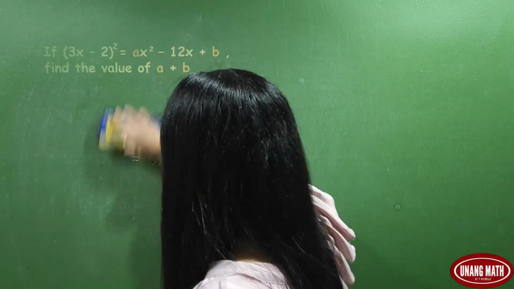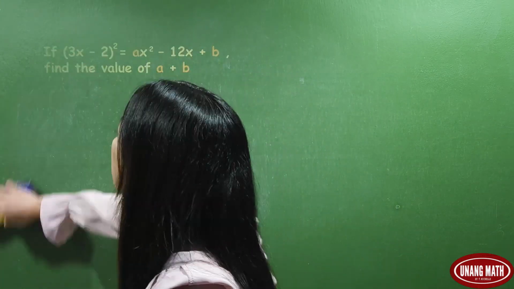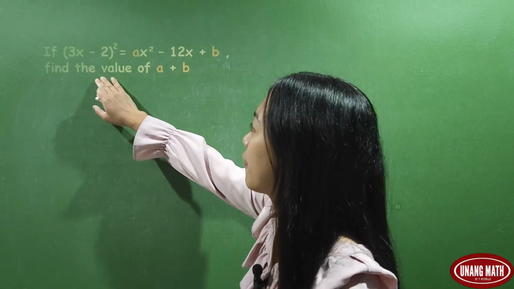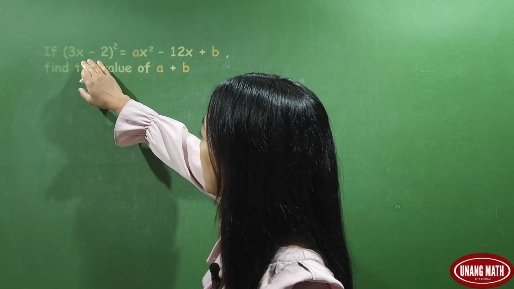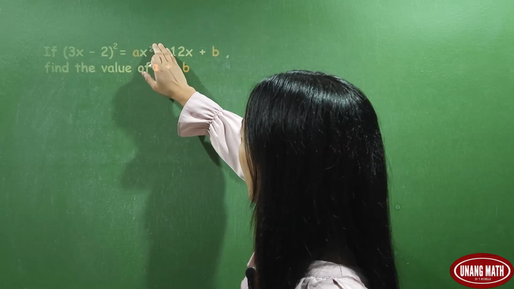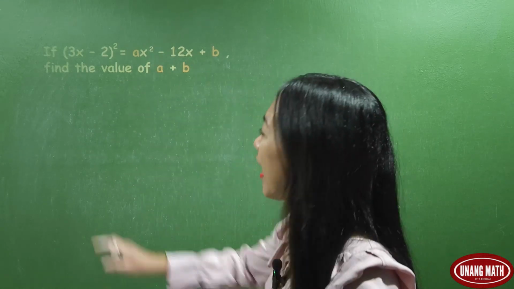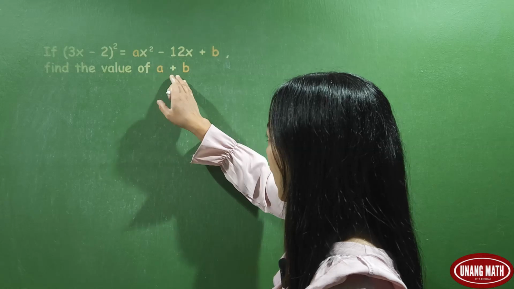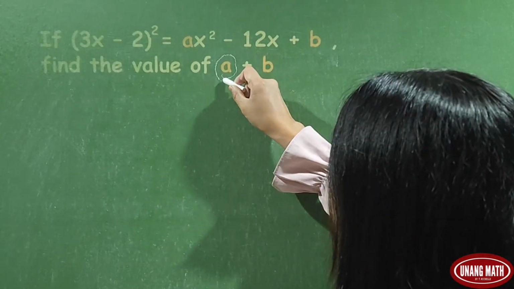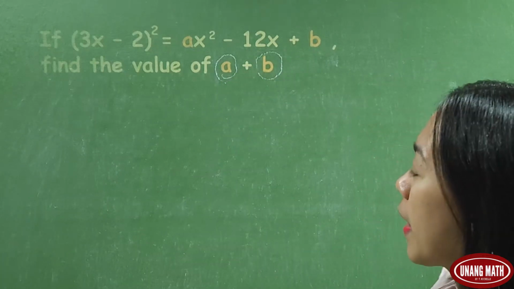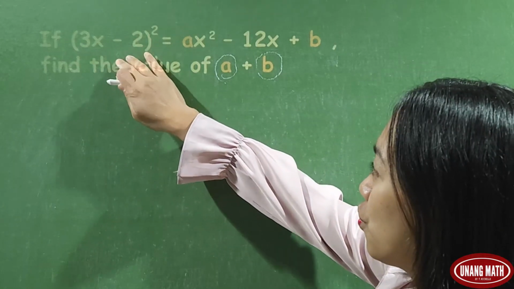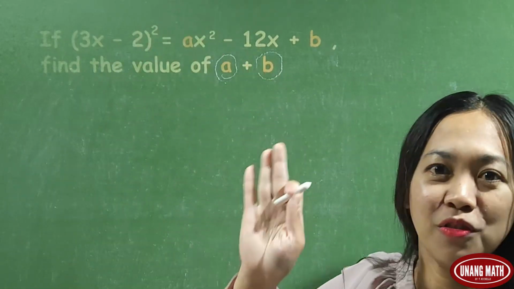Okay, this time, let's answer these simple questions. The first one here is, if (3x minus 2) raised to the power of 2 is equal to ax squared minus 12x plus b, then find the value of a plus b. So we have to find out what is the value of a, what is the value of b. So we have this exponential expression here, (3x minus 2) raised to the power of 2.